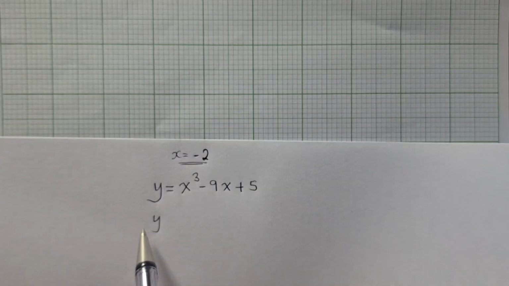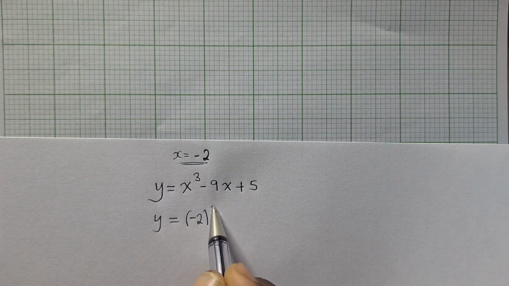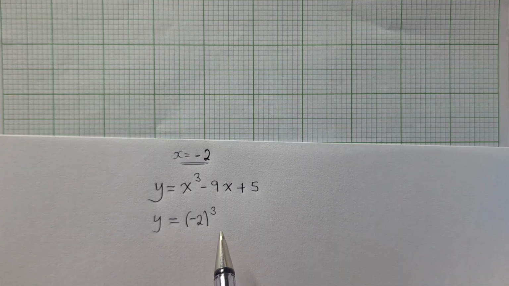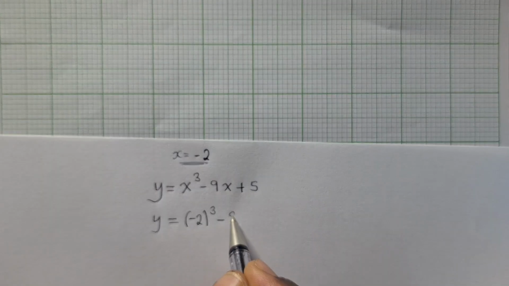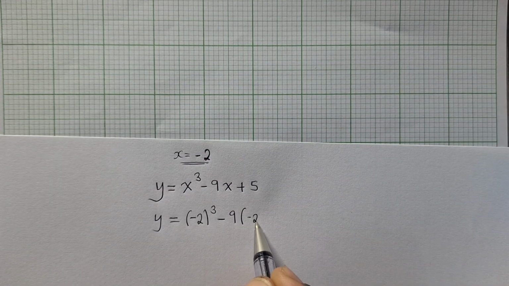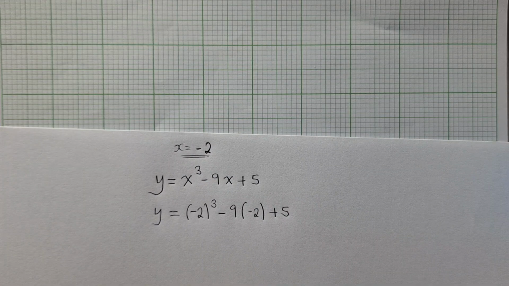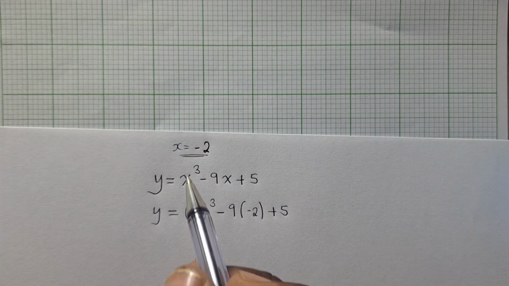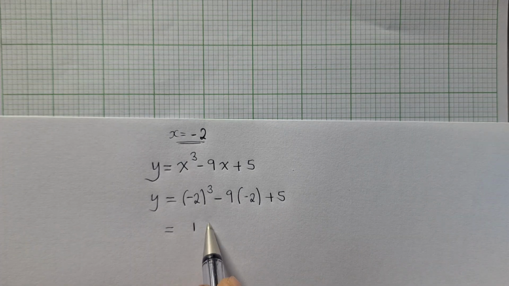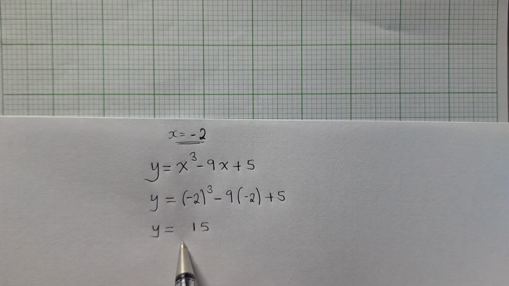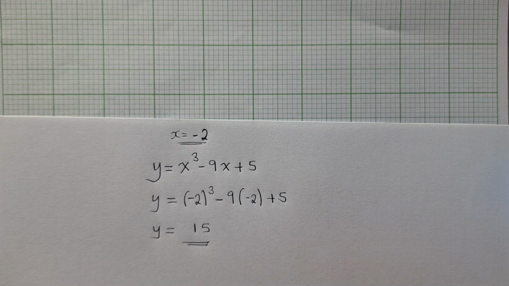So you're going to have y is equal to, open bracket, negative 2 power 3, minus 9, open bracket, negative 2, plus 5. Always when the number has a negative sign, remember to put it inside the brackets. Wherever x is, we substitute negative 2. When we do our calculations properly, we get the value of y to be equal to 15.